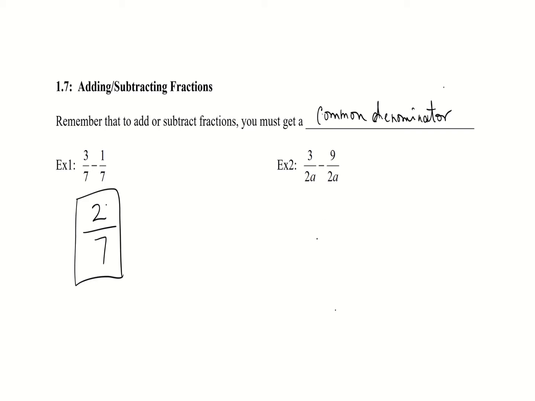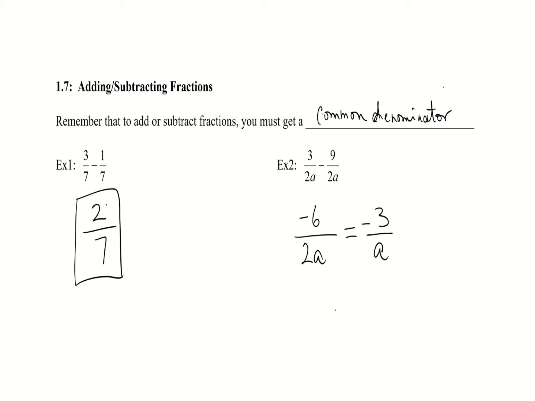Here in example 2, we also have a common denominator of 2a. So nothing needs to be done to the denominator. We'll just focus on the numerator, subtracting those two numbers. 3 minus 9 will give us a negative 6 over 2a, because again, the denominator does not change. And here we can simplify more. We can reduce this down to a negative 3 over a.